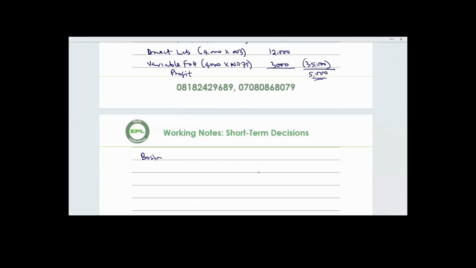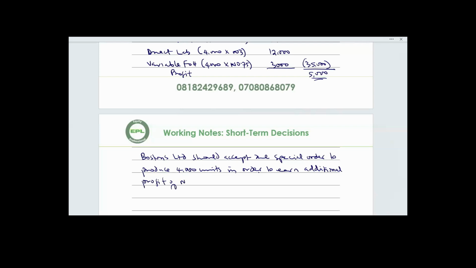So I would then say, Bosin Limited should accept the special order to produce 4,000 units in order to earn additional profits of 5,000 naira. That's our decision. So that's that.